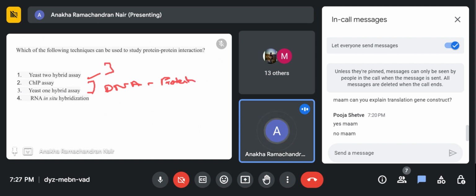Yeast 2 hybrid is for protein-protein interactions, and RNA in situ hybridization is for figuring out the RNA in the cell. Okay, so the correct answer is these two hybridization.